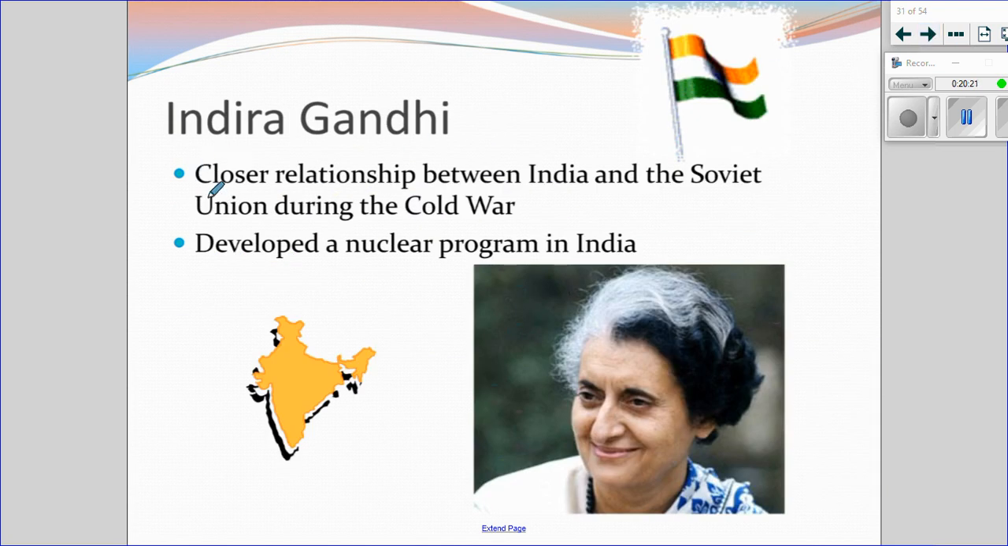Indira Gandhi had basically built a closer relationship between India and the Soviet Union during the Cold War. Essentially, what she was trying to do was unmoor India and prevent India from becoming basically a proxy of either the United States or the Soviet Union. But she became kind of friendlier with the Soviets, and she developed a nuclear program in India.